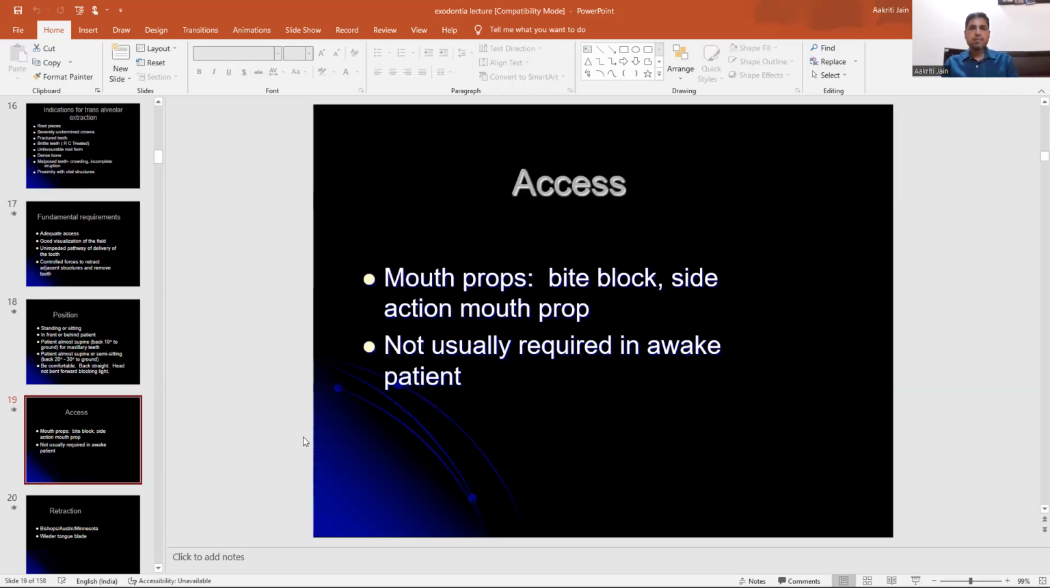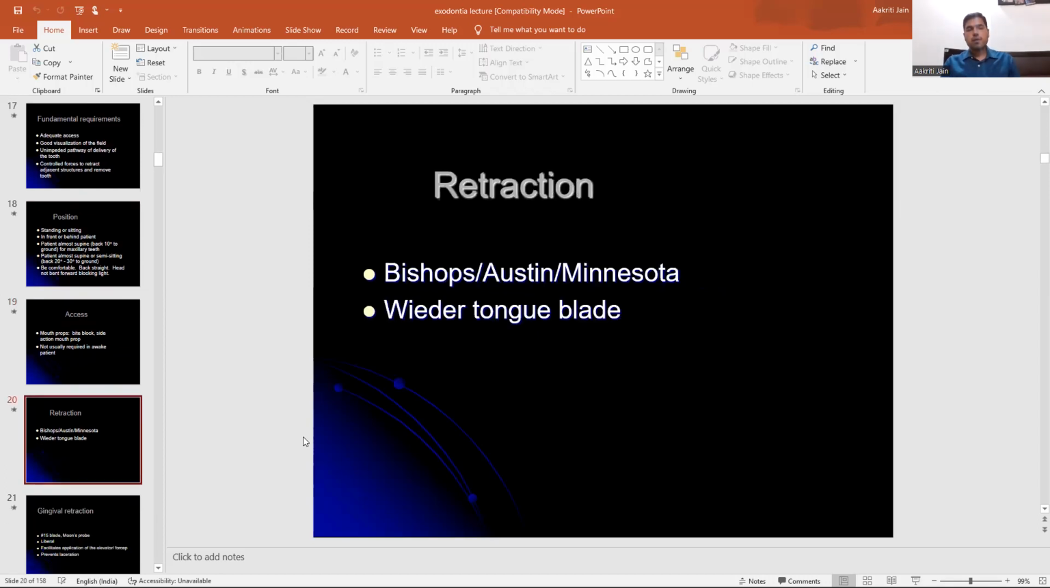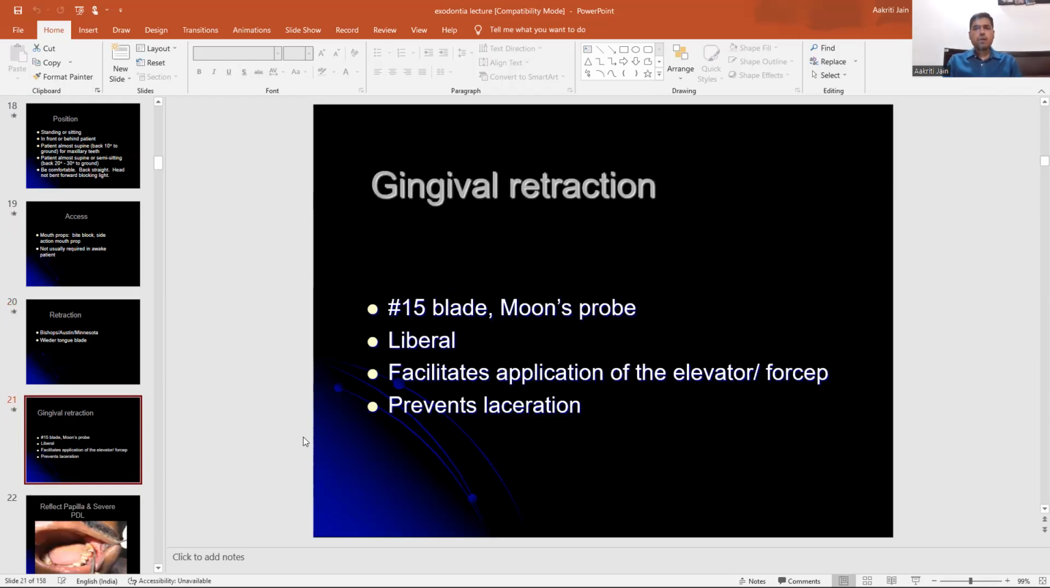Access. This is to be achieved by mouth props like bite blocks, side action mouth props, not usually required in awake patients, as you can ask them to open the mouth properly. Now, retraction can be done with the help of Bishop's, Austin, or Minnesota retractors. Wider tongue blades can be used. Gingival retraction can be done by using the number 15 blade with the Moon's probe.